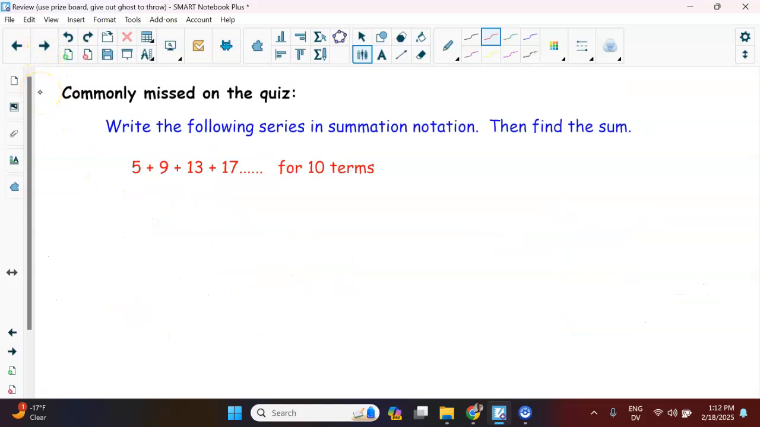Okay, this is going backwards. So we have a series here, and you've got to imagine it goes for 10 terms. We want to write it in the big E, and then after that, actually find the sum. So again, pause the video and give this a shot.